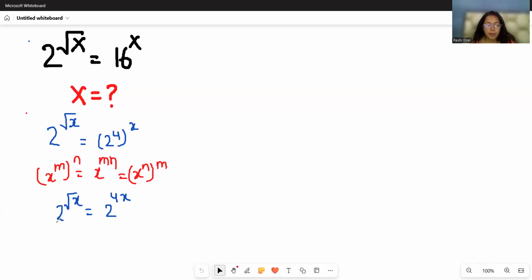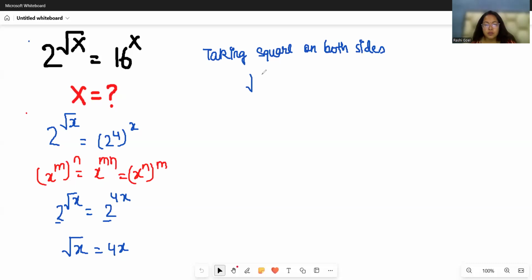Now, if we compare both sides, if the bases are equal, their powers are also equal. So root x equals 4x. Now I am taking square on both sides. So root x whole square equals 4x whole square.